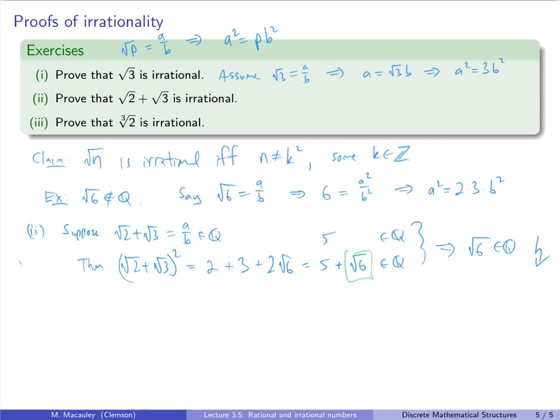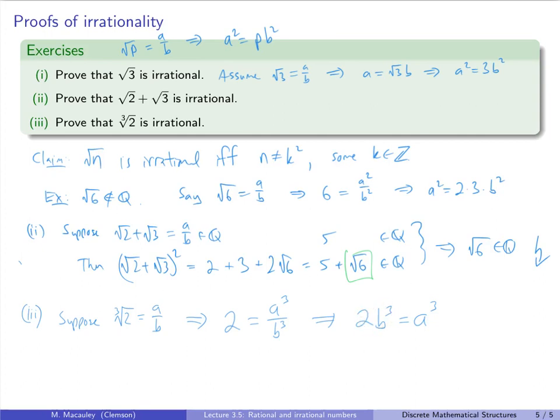And finally, how do you prove that the cube root of 2 is irrational? Well, let's once again suppose that it's not. Suppose that it is rational, so it's a over b. Then we can cube both sides and get that 2 equals a cubed over b cubed. And now we get 2b cubed equals a cubed. And we can do a similar thing, a little different, by counting the number of times that 2 appears as a prime factor on the left-hand side.